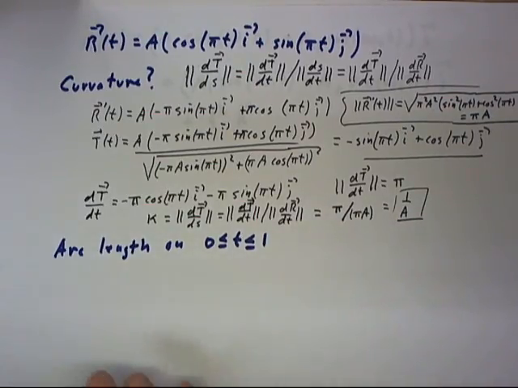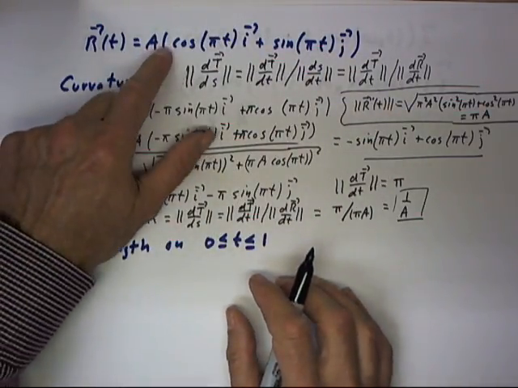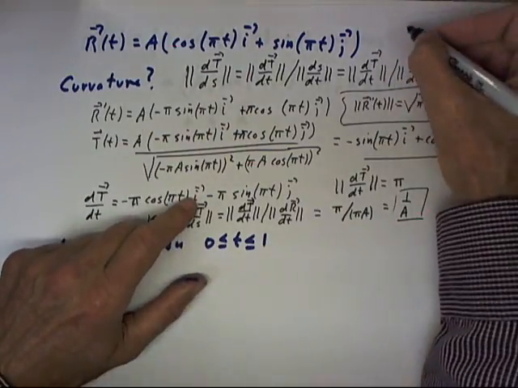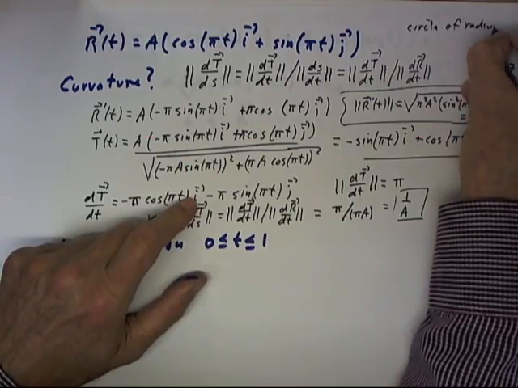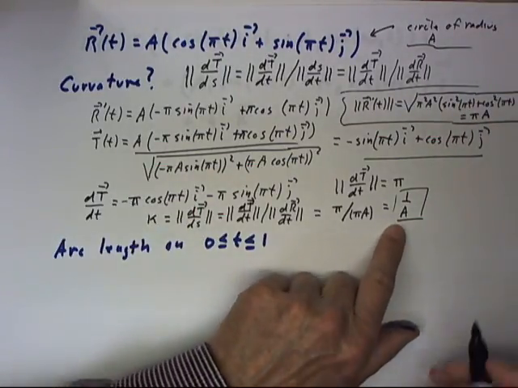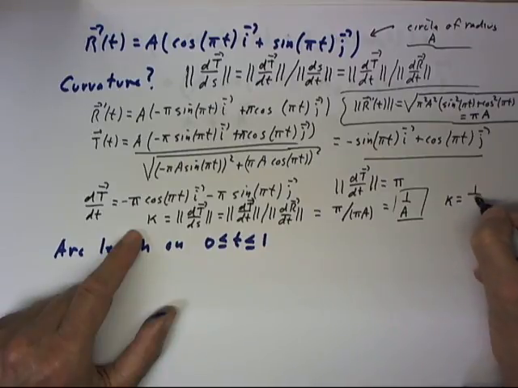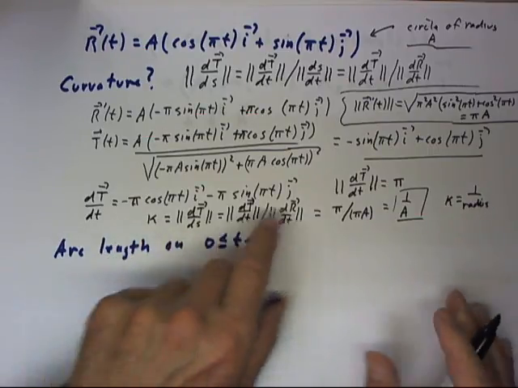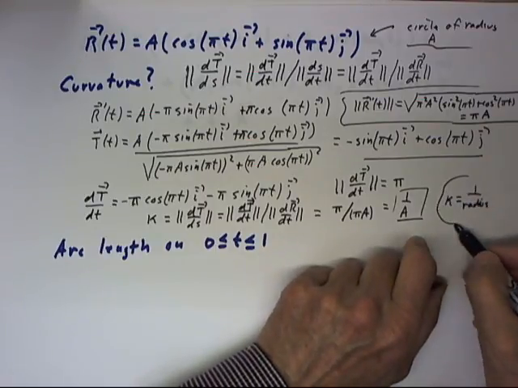How do we interpret that? Well, what is this function? What is the graph of this function? It should be clear that the graph of this function is a circle of radius a. So what we have here is the reciprocal of the radius. So in this case, where we have a circle, we have a constant curvature 1 over a, which is equal to 1 over the radius.